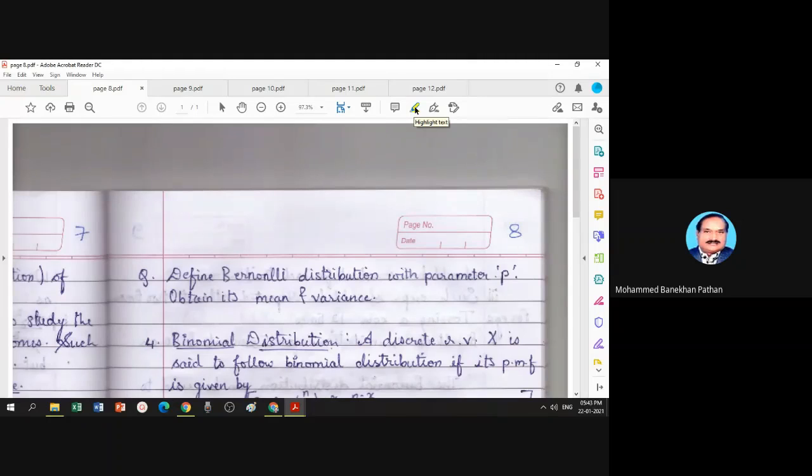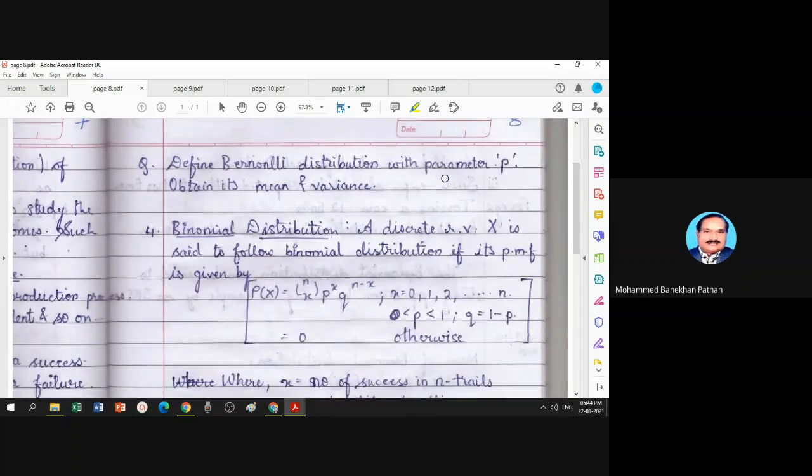Yesterday, we discussed uniform distribution with some numerical examples. After that, we studied Bernoulli distribution and we derived the mean and variance of Bernoulli distribution. I will recall a little bit about Bernoulli distribution and then we'll proceed to binomial distribution, because binomial distribution is the generalization of Bernoulli distribution.